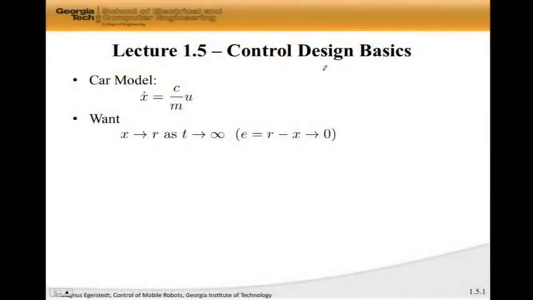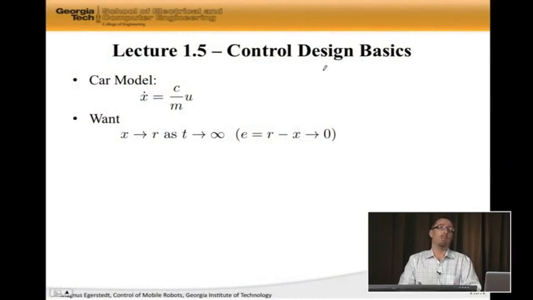Okay, so far in the course we have mainly chit-chatted about things. We've seen some models, and we now have a model of a cruise controller, or at least how the control input affects the velocity of a car. And we see it here, x dot was c over m times u, where x was the velocity, u was the applied input, and c was some unknown parameter, m was the mass of the vehicle.